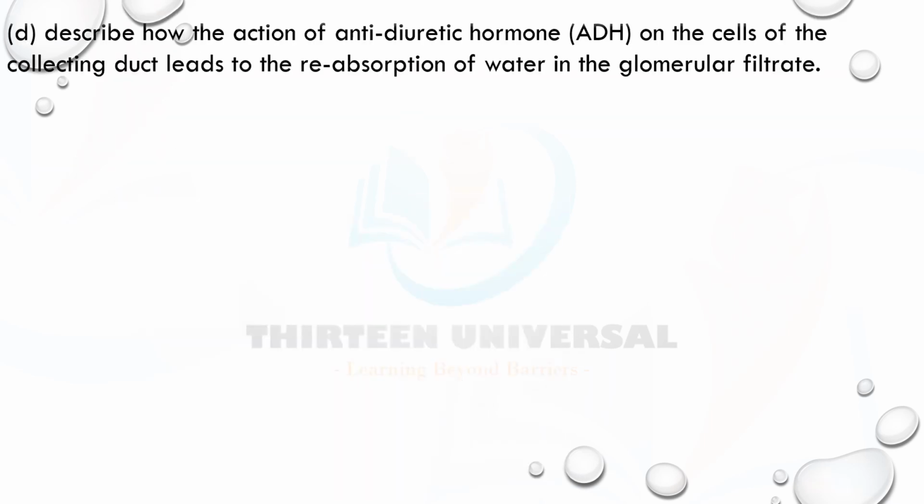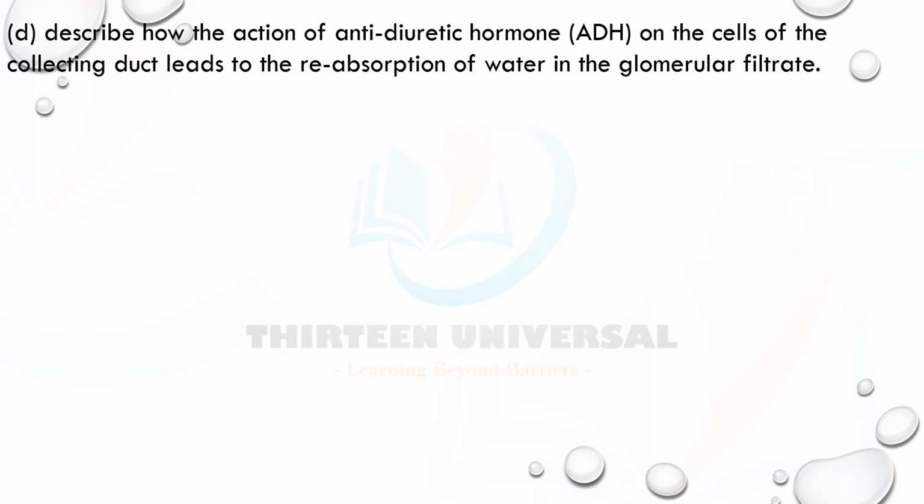All right, guys. Look at the last question here. Describe how the action of antidiuretic hormone, ADH, on the cells of the collecting duct leads to the reabsorption of water from the glomerular filtrate. So you remember that ADH binds to its receptor on the membrane of the collecting duct, and then it stimulates a cell signaling cascade, a series of enzyme reactions.